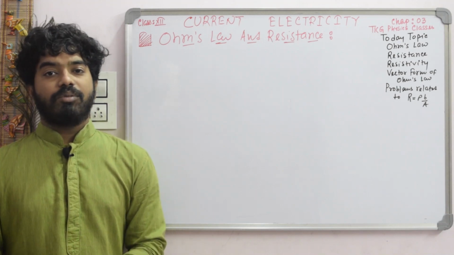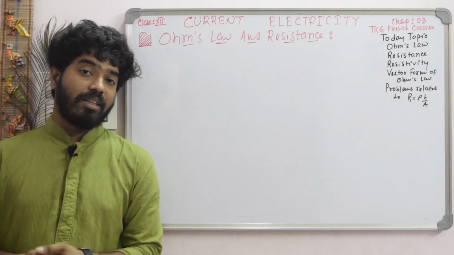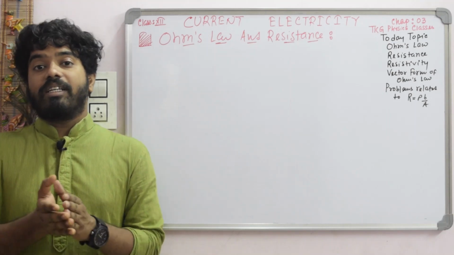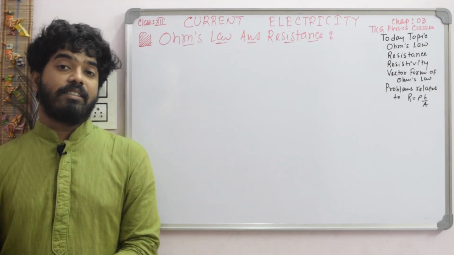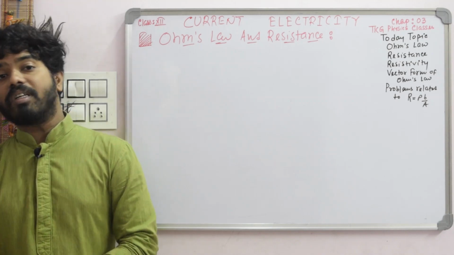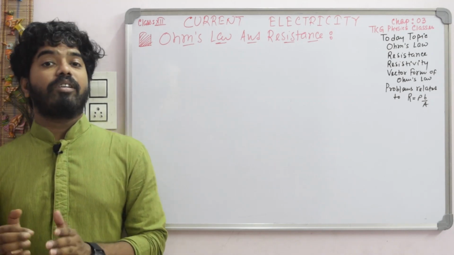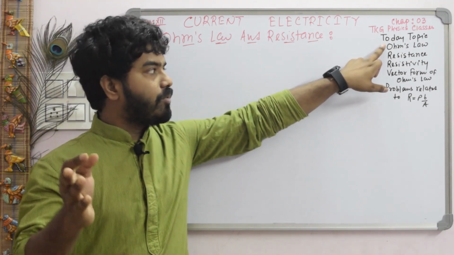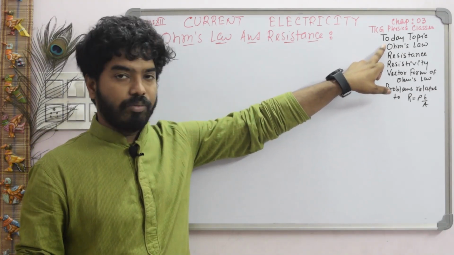So students, we already completed 2 lectures related to your third chapter, that is current electricity. Now this is lecture number 3 of current electricity, and in this lecture our key points are these. First we will discuss Ohm's law. All of you know about this formula, Ohm's law.